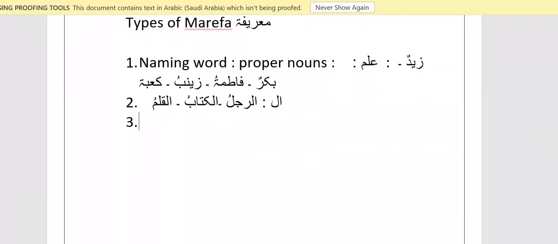Third is munada. What is munada? Let's understand this with a simple example.